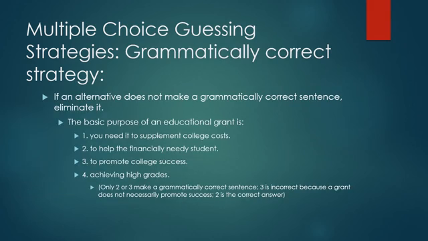Grammatically correct strategy. If an alternative does not make a grammatically correct sentence, eliminate it. Here's an example. The basic purpose of an educational grant is 1. You need it to supplement college costs. 2. To help the financially needy student. 3. To promote college success. 4. Achieving high grades. Only 2 or 3 make a grammatically correct sentence. 3 is incorrect because a grant does not necessarily promote success. 2 is the correct answer.